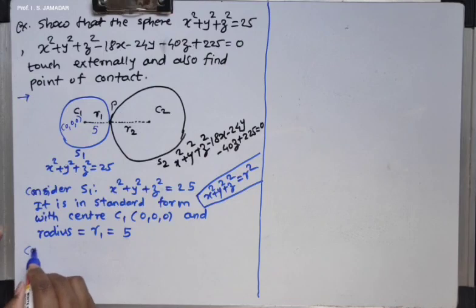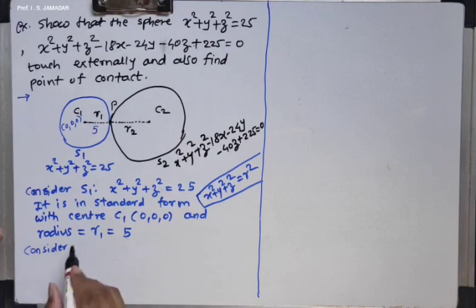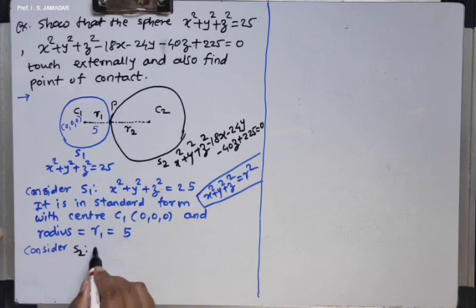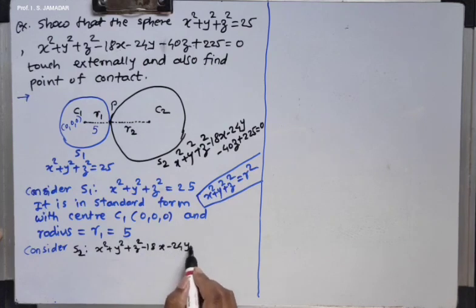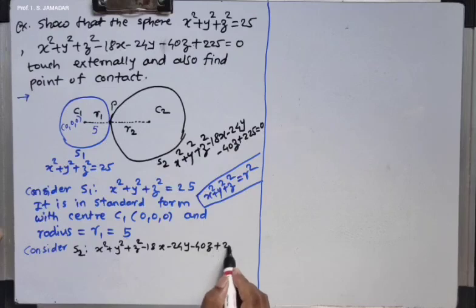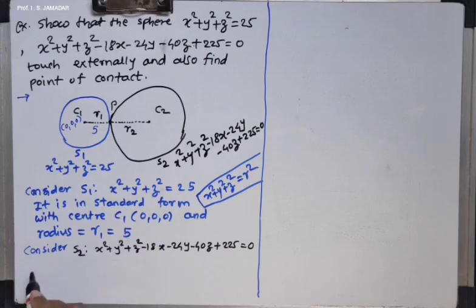Now consider the second sphere. What is the second sphere? It is S2: x square plus y square plus z square minus 18x minus 24y minus 40z plus 225 equal to 0. Now you can see that this equation is given in general form. Compare this with the general form to get the values of u, v, w and d, and from that you will get the center and radius of the second sphere.